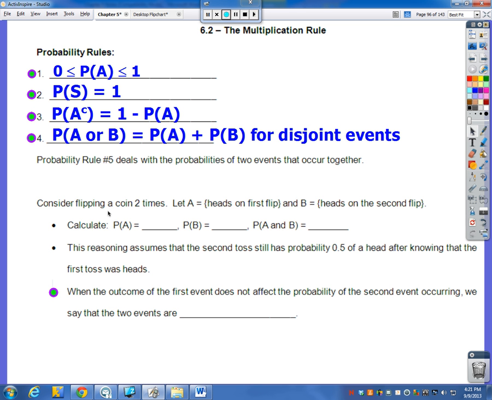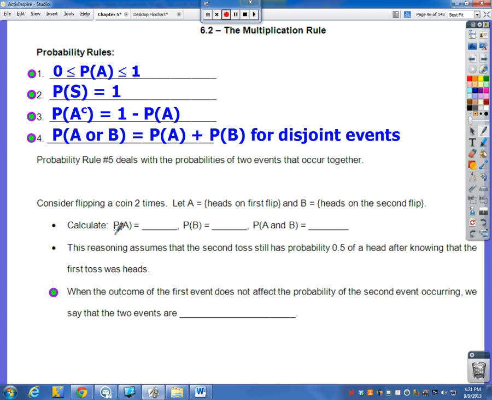The fifth rule we're going to discuss is when 2 events can occur together. So they are non-disjoint, if you will. So consider flipping a coin 2 times. Let A represent the event that we get heads on the first flip, and B be the event that we get heads on the second flip.